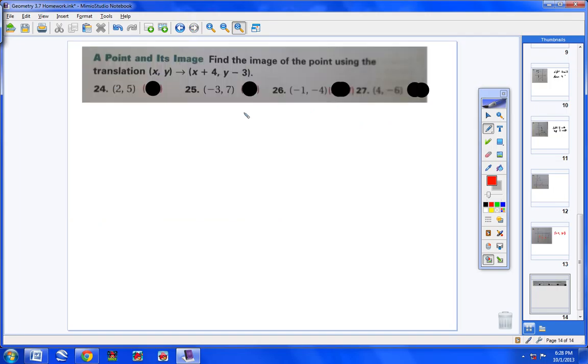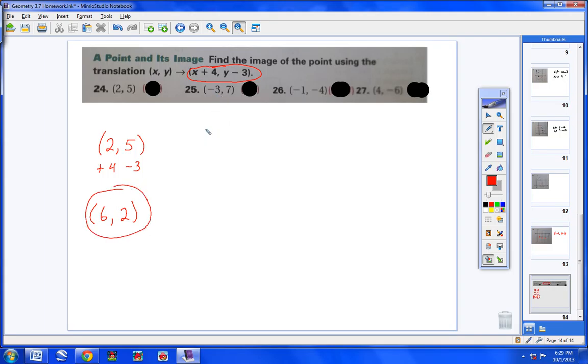And now, find the image of the point using the translation x plus 4, y minus 3. So this is really pretty simple, guys. I mean, they give you this ordered pair for number 24, 2, 5. They want you to take x plus 4, so that means I add 4 to the x. And then it says right here y minus 3, so I subtract 3 from 5. So my translated ordered pair would be 6, 2, because 2 plus 4 is 6, and 5 minus 3 is 2. That's all they want you to do.